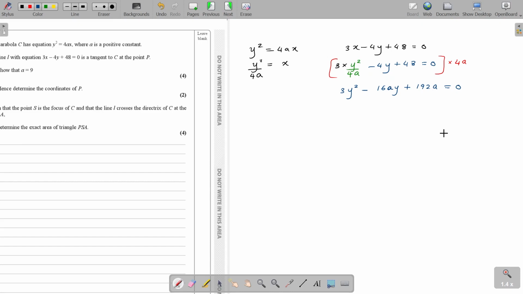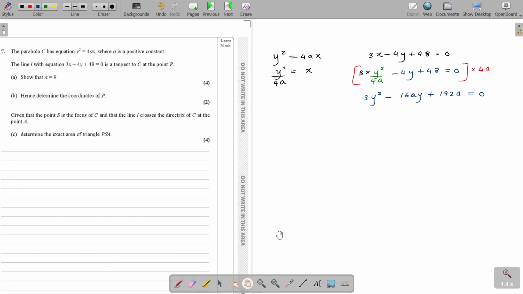Now they tell you very clearly the line L is a tangent. They are not asking you to show that it's a tangent, right? They are saying to you as a fact it is a tangent and thereby show that a is 9. So if your line is a tangent to the curve, now even though when you have a quadratic equation you expect to see two answers, if it's a tangent, how many times will it intersect with the curve? A tangent will only intersect once, which means this quadratic equation is only going to have one solution. So one solution means your discriminant will be 0.